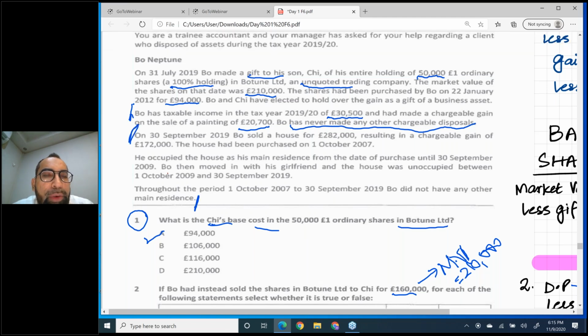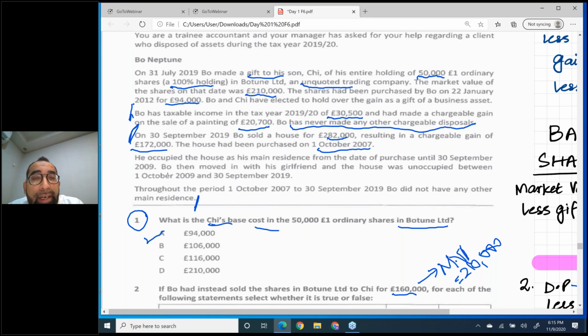On 30th September 2019, Bose sold a house for 282,000. This is the disposal proceeds, resulting in a chargeable gain of 172,000. Thank God, one step removed. The ready-made gain is given, so you will directly calculate PPR. The house had been purchased on 1st October 2007. Now I'll make a little sketch for this.